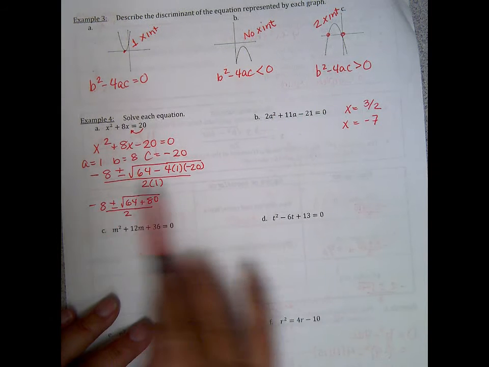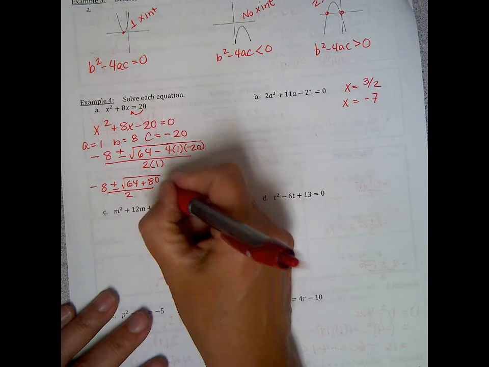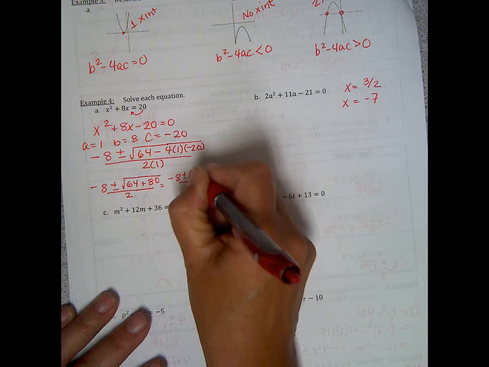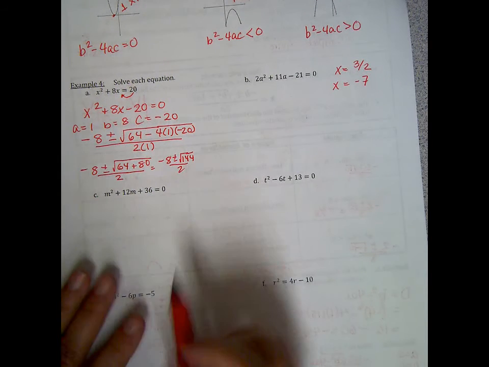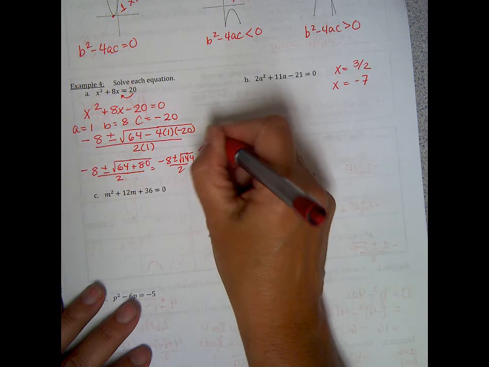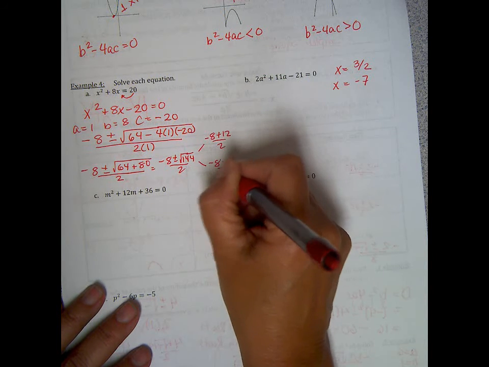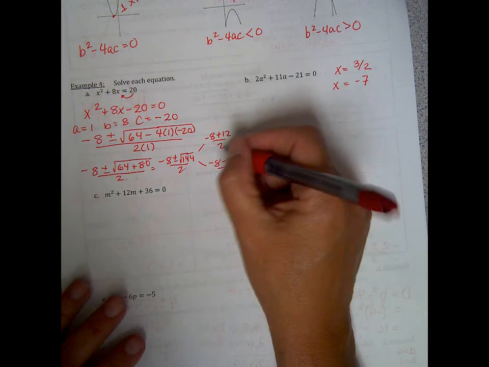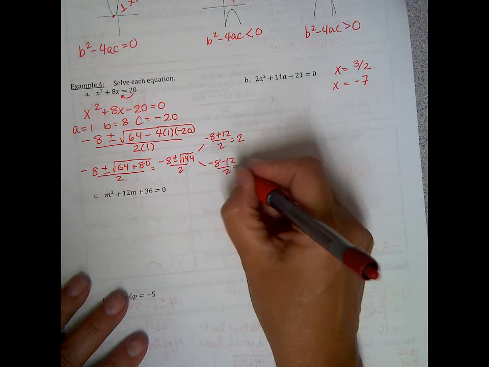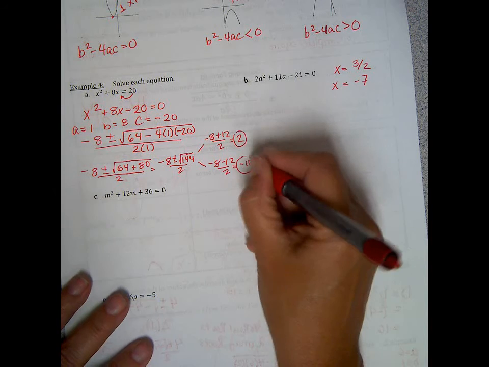So when we simplify all this mess, we get negative 8 plus or minus square root of 64 plus 80 over 2, which is negative 8 plus or minus square root of 144 over 2. And that gives you a really nice rational number. Negative 8 plus 12 over 2, and negative 8 minus 12 over 2. Negative 8 plus 12 over 2 is 4 over 2, which is just 2. And negative 8 minus 12 over 2 is negative 20 over 2, which is negative 10. So these are your answers, which are your x-intercepts.